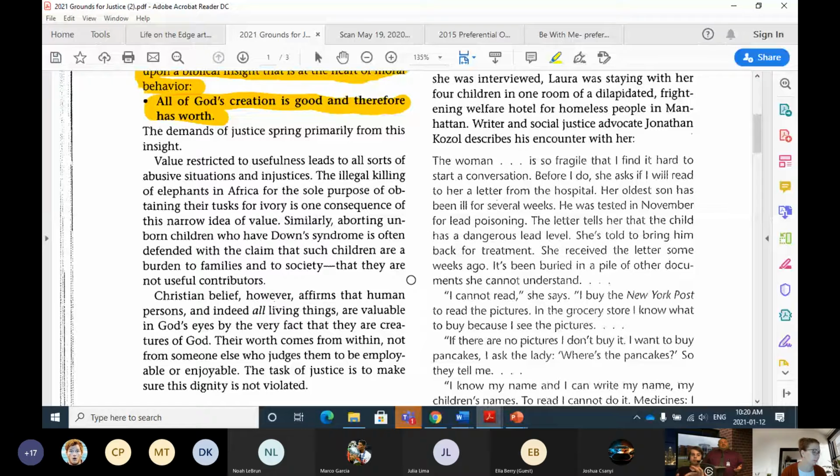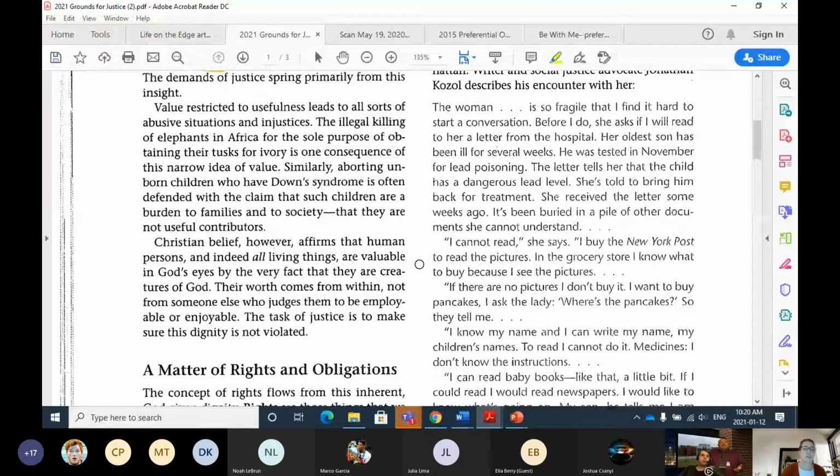So we're just trying to think of where our value comes from. And it's definitely not from our use. Christian belief, however, affirms that human persons and indeed all living things are valuable in God's eyes by the very fact that they are creatures of God. So we knew this already. We know that from the second you're conceived, you have value just because you're being born into a human family.